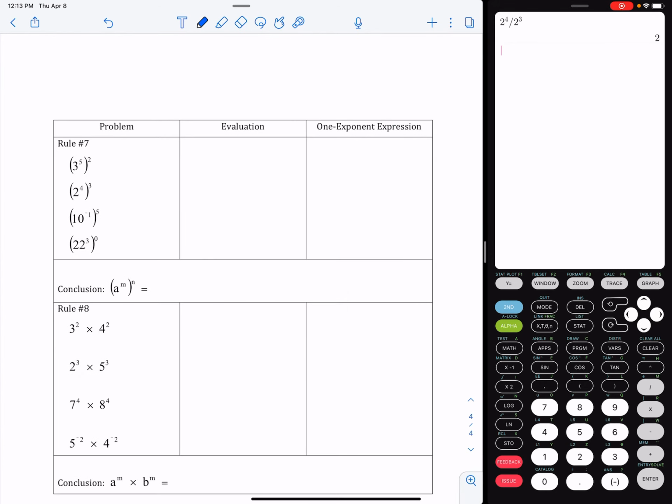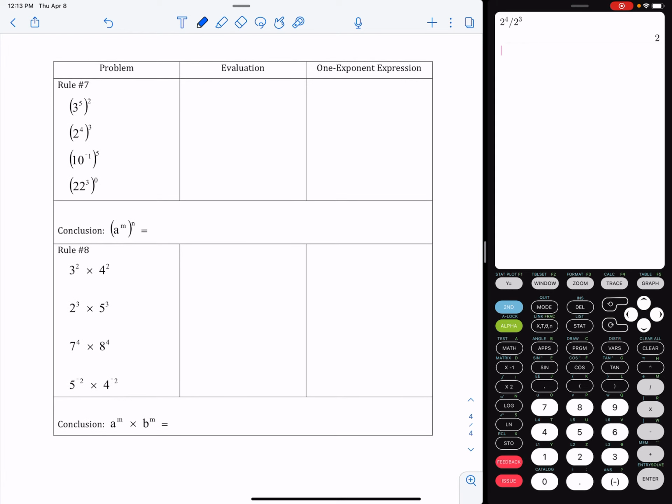Rule number 7. What if you have an exponent raised to an exponent? When you evaluated this first one, 3 to the 5th to the 2nd, you type it in like this: parenthesis, 3, exponent, 5, right arrow, close parenthesis, exponent, 2, hit enter, and you end up with 59,049. On the next one, you'll end up with 4,096. On the next one, 1e negative 5, which translates into 0.0001. And the last one, you end up with just 1.